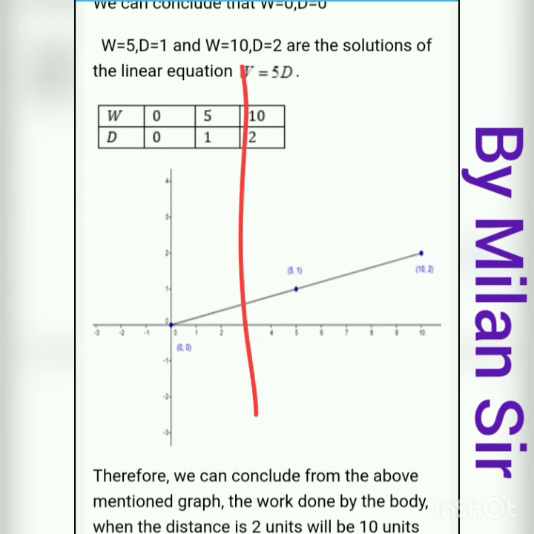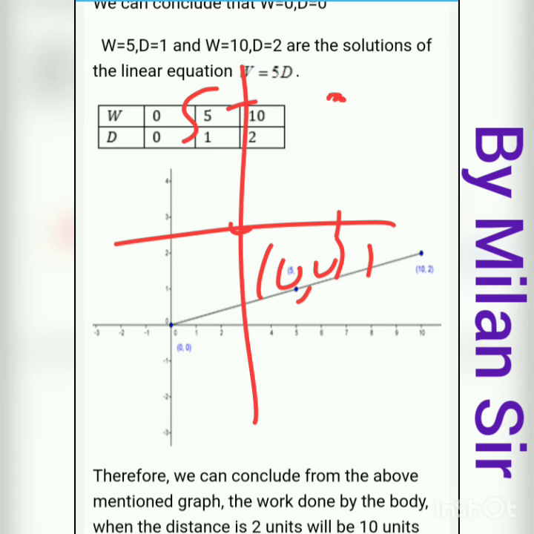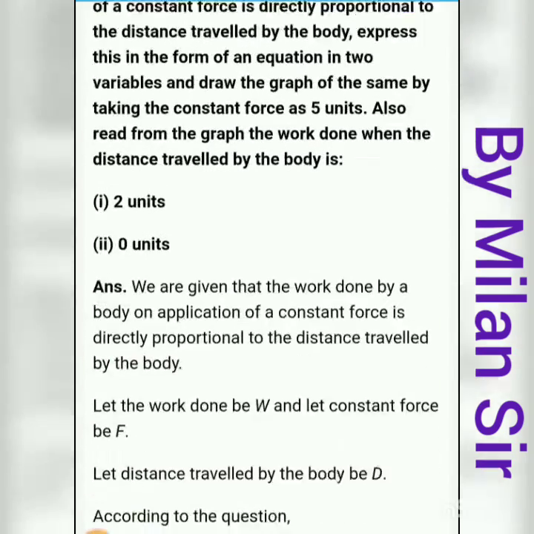In the graph, first of all, this is (0, 0) and then (1, 5). If you put 1 here, we will get 5. So this is the second point, and joining these two points, you will get the line. Now, by observing this line, we need to give two answers.